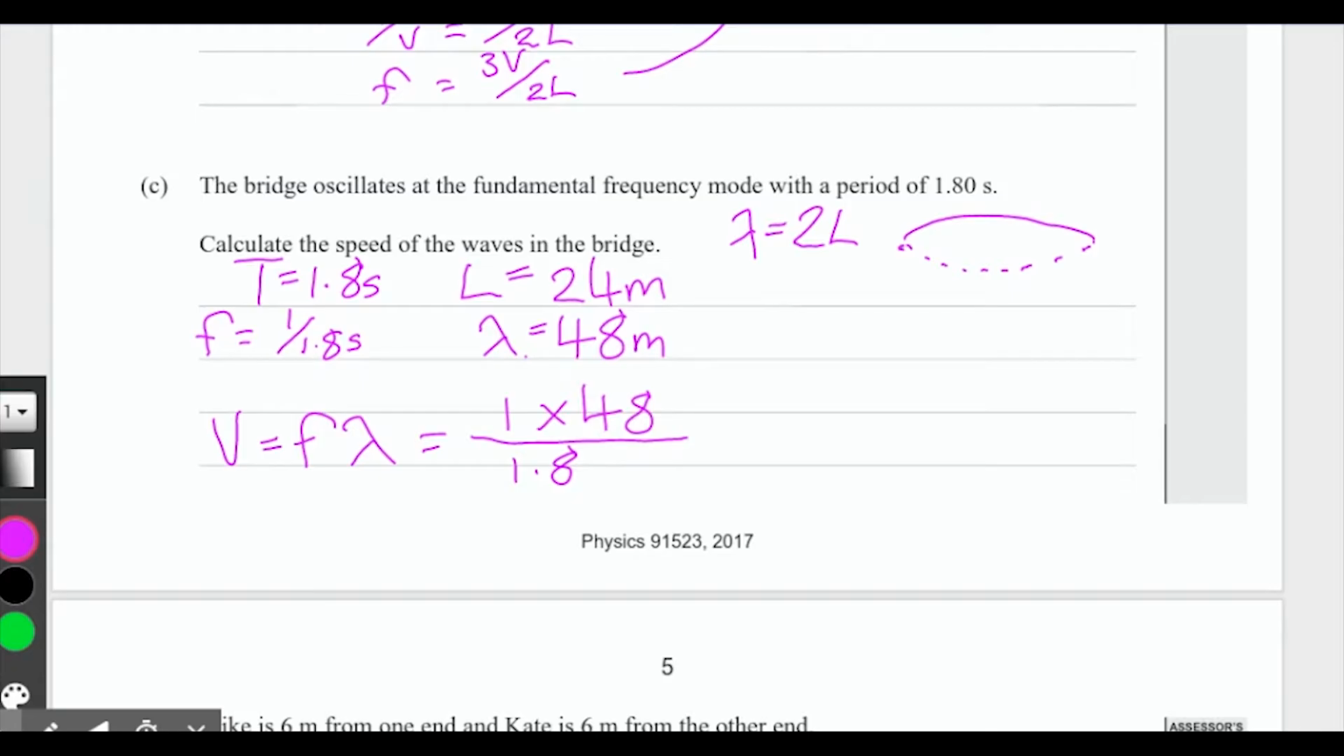And calculating that, I get a value of 26.6667, which we will round to 26.7. And don't forget your units, meters per second.